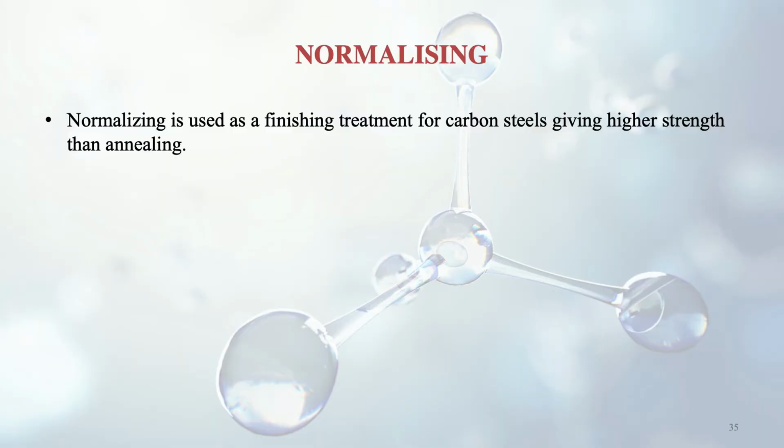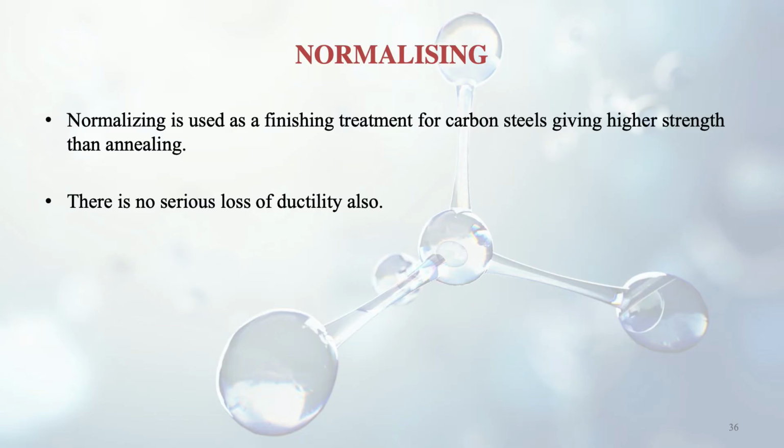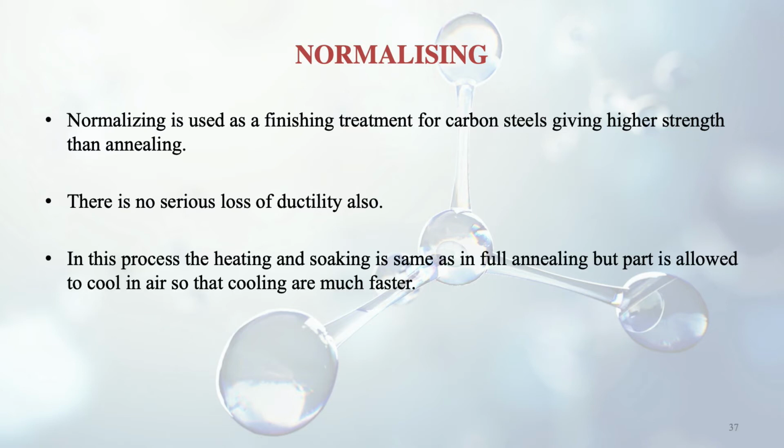So after discussing full annealing and process annealing, now we come to normalizing. What is normalizing? Normalizing is used as a finishing treatment for carbon steels, giving higher strength than annealing. So you can say it is a little higher grade process than annealing. It is giving us a better finished product or carbon steel, and its strength is also more. And there is no serious loss of ductility in this case. In this process, the heating and soaking is the same as in full annealing, but the part is allowed to cool in air, so that cooling is much faster.